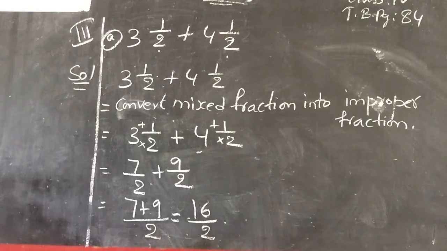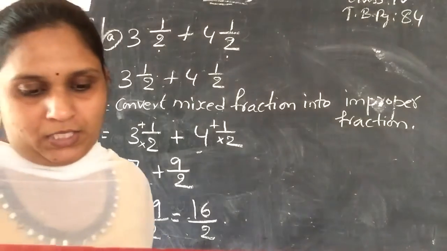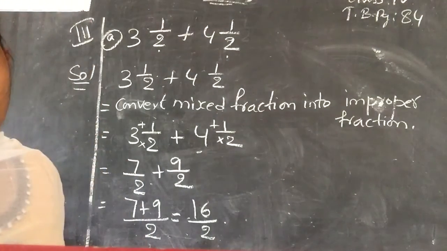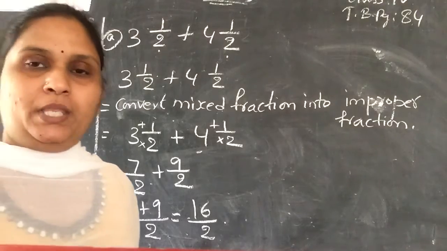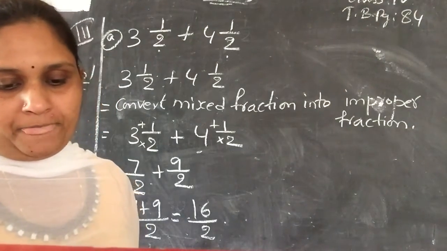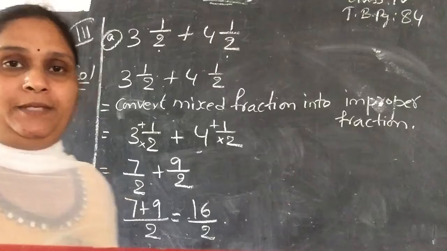Okay. Next, B1, same. B and C also use the same method because the denominators are same. Now I am going to explain D.